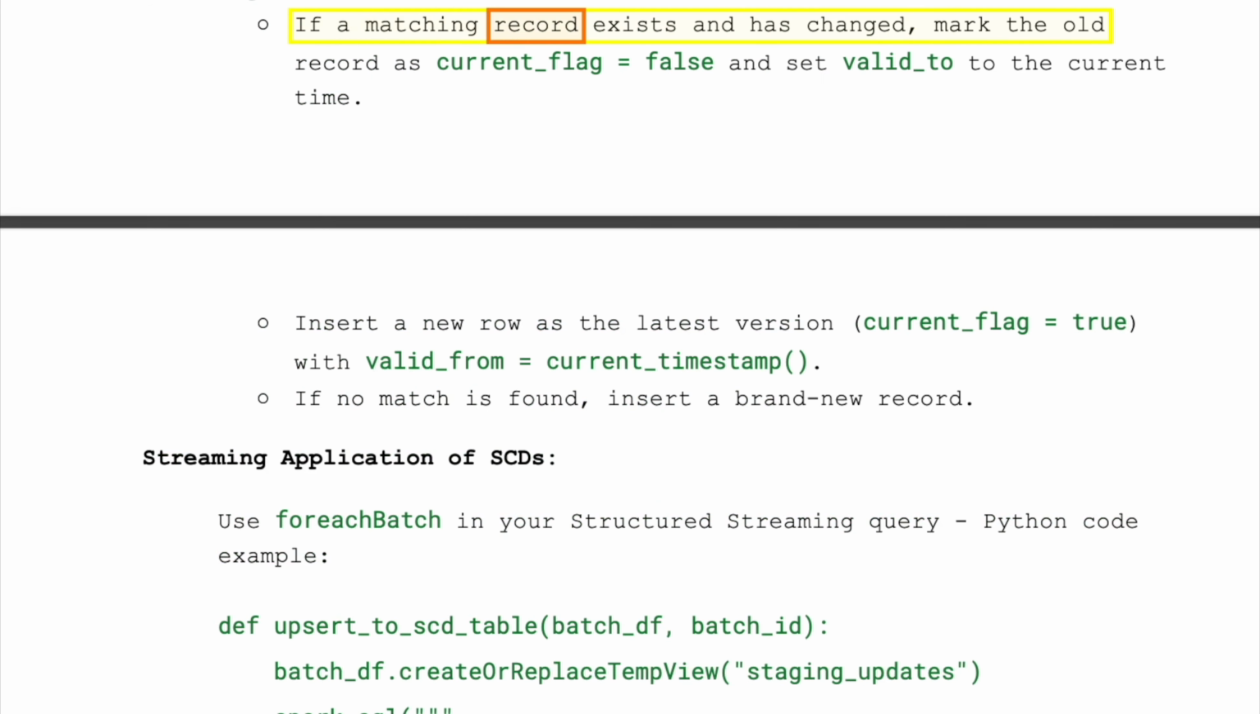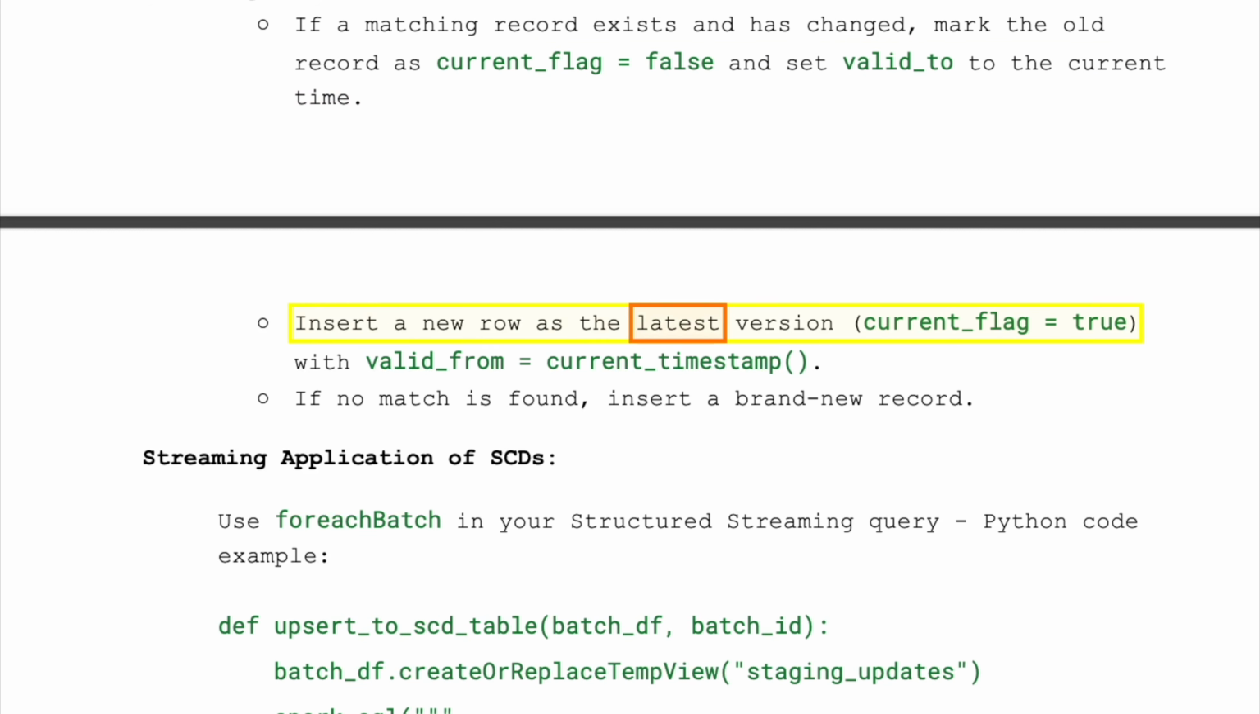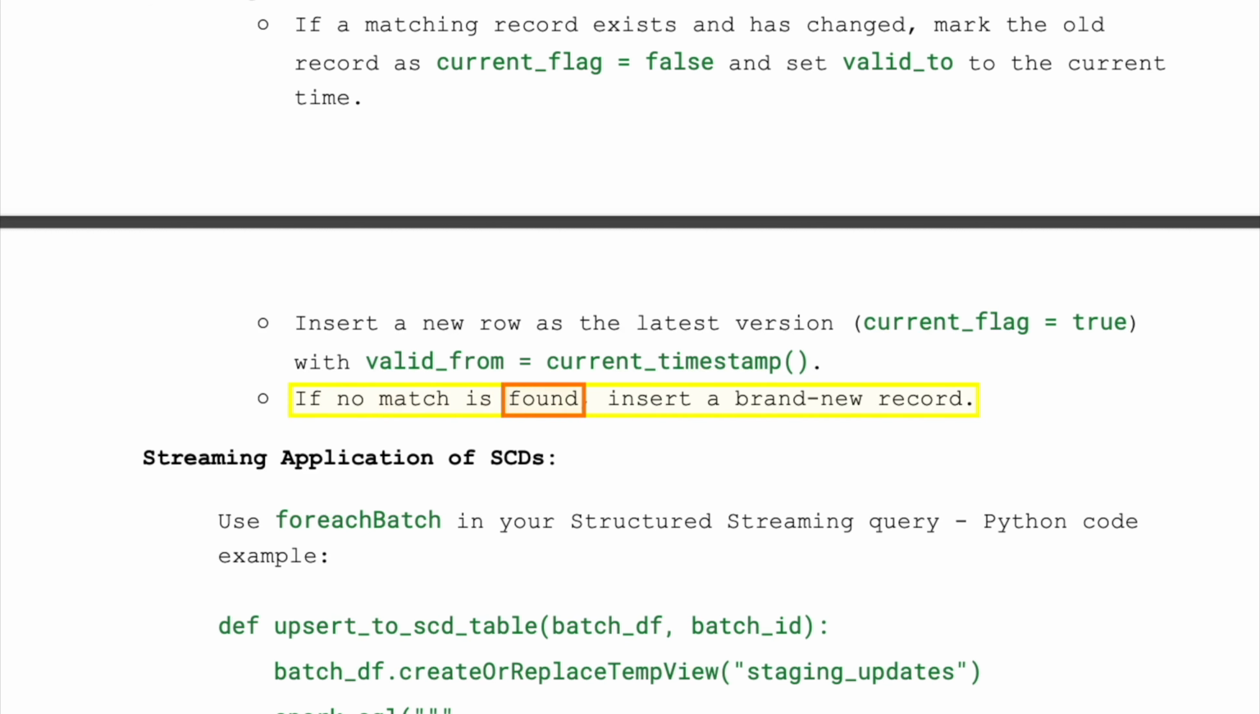Logic: if a matching record exists and has changed, mark the old record as current_flag equals false and set valid_to to the current time. Insert a new row as the latest version, current_flag equals true, with valid_from equals current_timestamp. If no match is found, insert a brand new record.